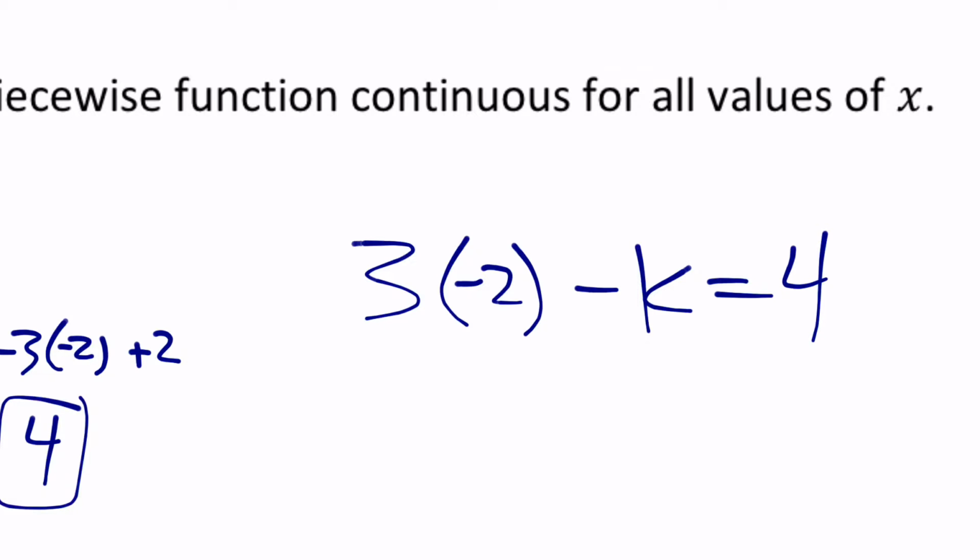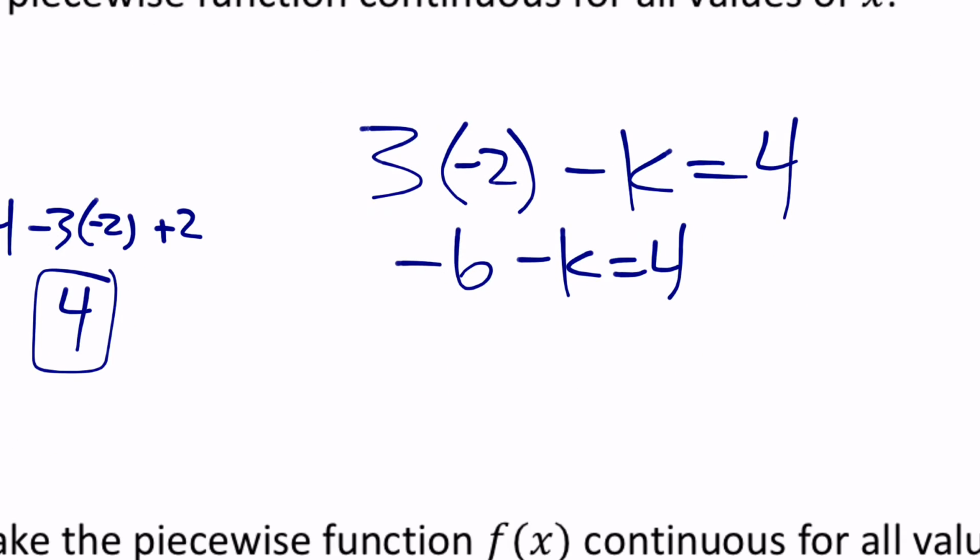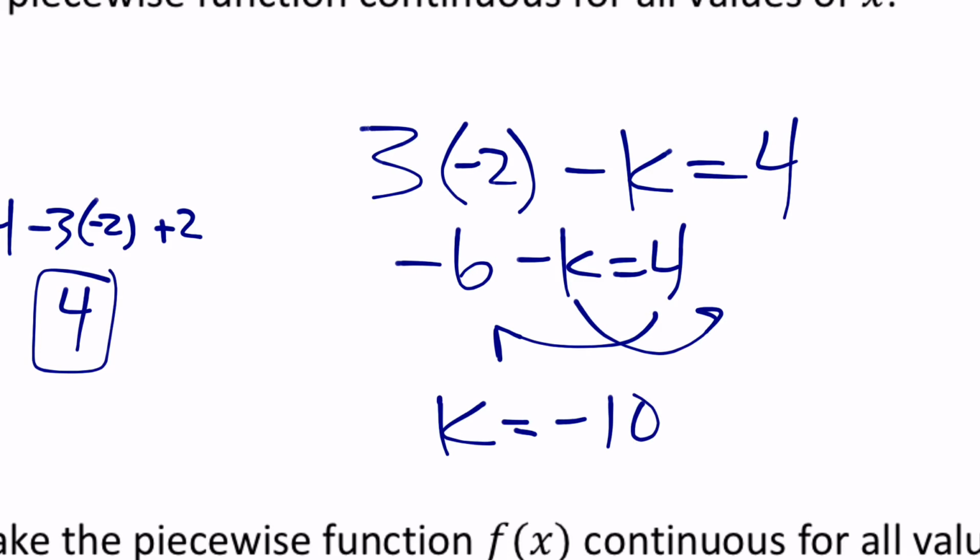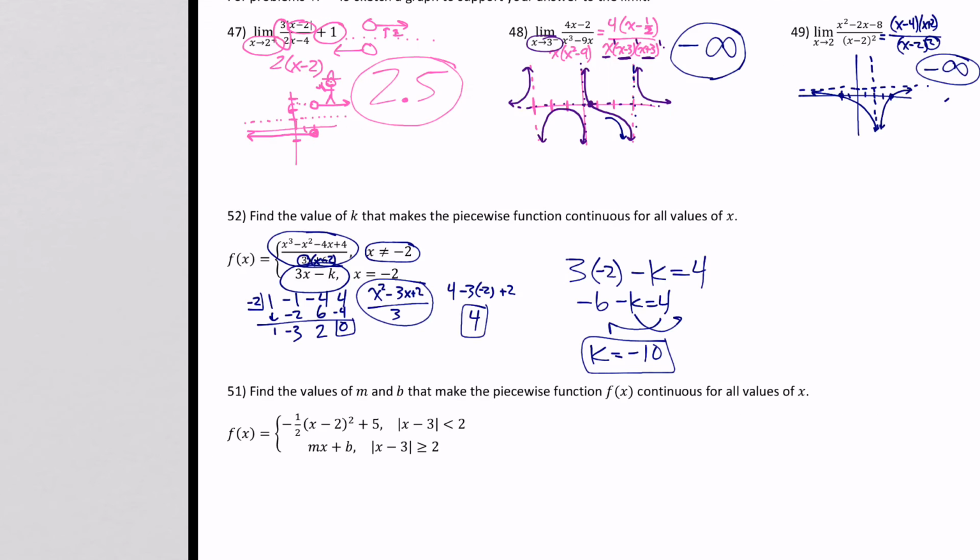So 3 times -2 is a -6, and someone just closed the door for me, so thanks, Dad. -6 minus k equals 4. So what are we going to do? We're going to add k to both sides, and we're going to subtract 4. I want to get that over there, and we get that over there. So k has to equal -6 minus 4, which is -10, and we're finished.